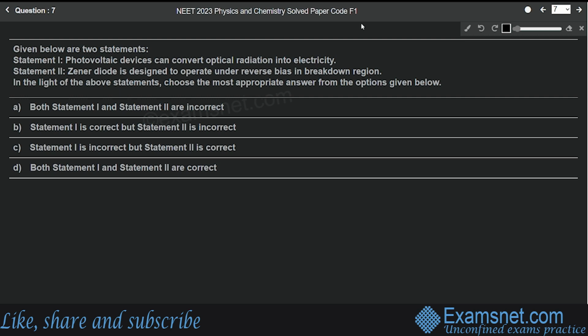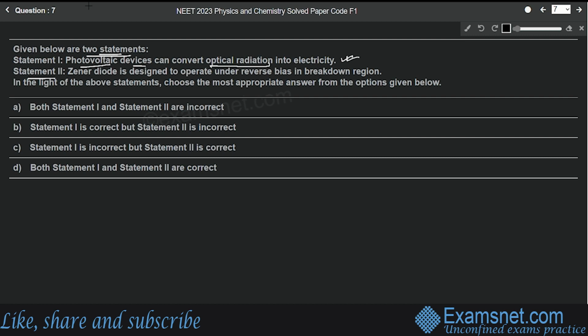Question number 7 is from the chapter Semiconductor Electronics. Here two statements are given and we have to see which is correct. The first statement says photovoltaic devices can convert optical radiation into electricity. Yes, this is a correct statement. We know that photovoltaic devices use the photovoltaic effect to convert light energy into electrical energy. So this is a correct statement.